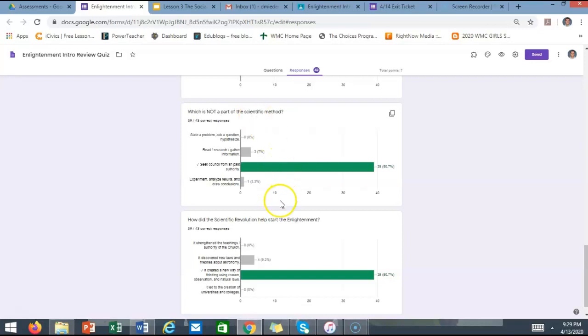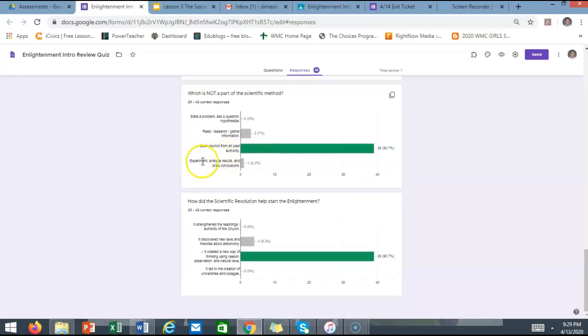In the scientific method, you state problems, you ask questions, you create a hypothesis. You will read and research and gather information. You will do experiments. You will analyze your results. You will draw conclusions and determine whether or not your hypothesis was correct and whether or not you can answer the question and solve the problem that you stated and asked before.